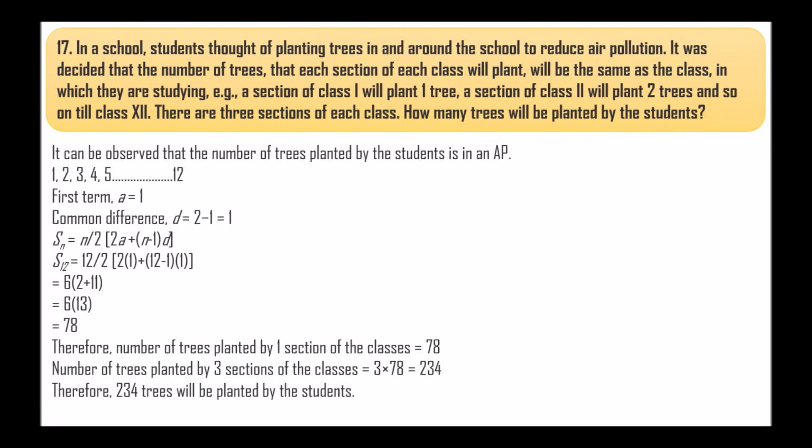So it can be observed that the number of trees planted by students is an AP: 1, 2, 3, 4, 5 till 12. First term is 1, common difference is 1. We will put the formula of Sn. S12 we have to find, that is 78. Therefore, the number of trees planted by one section of each class is 78. The number of trees planted by 3 sections of the classes is 3 into 78, that is 234. Therefore, 234 trees will be planted by the students.